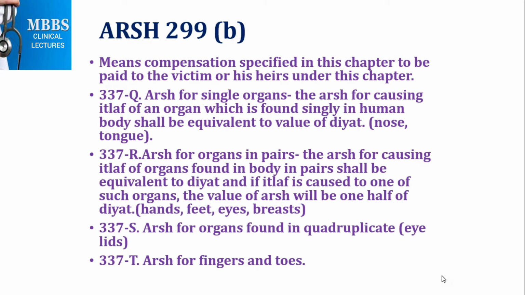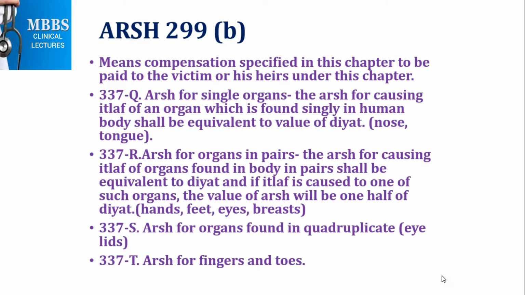Similarly, for those organs which occur in quadruplets, for example eyelids, for the loss of one eyelid, arsh amounts to 1/4 of the diyat. Similarly, arsh for the fingers and the toes amounts to 1/10 of the diyat. If a single toe or one finger is lost, then its amount as arsh or compensation amounts to 1/10 of the total diyat.